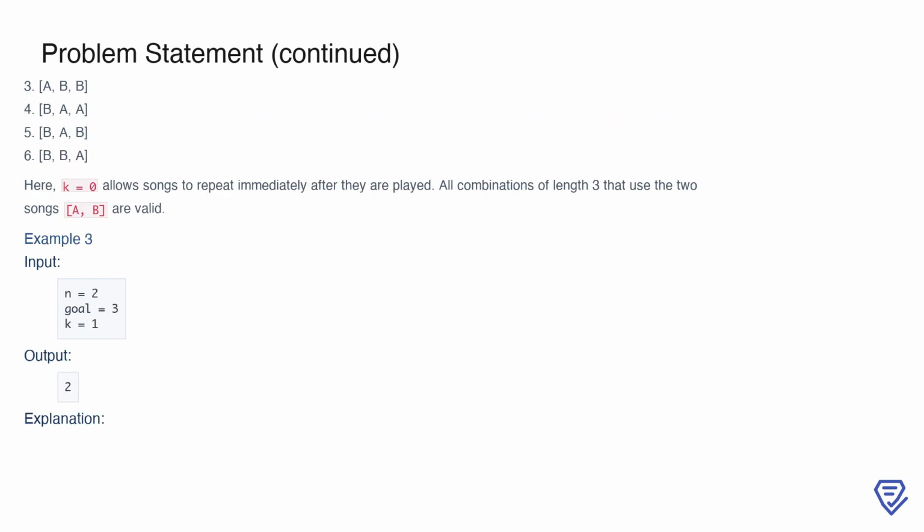Now let's look at an example where k restricts immediate repetition. Suppose n equals 2, goal is 3, and k is 1. This means a song can only be repeated after at least one other song has been played. In this case, there are only 2 valid playlists, A, B, A, and B, A, B. Playlists like A, A, B or B, B, A are not allowed because they would violate the condition that one other song must intervene before a song is repeated.